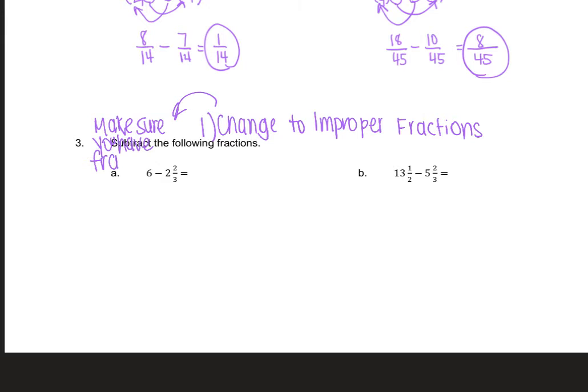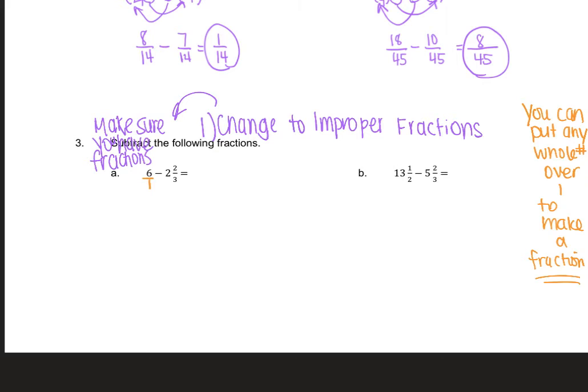What I mean by that is, if you look at that 6, anything can be made into a fraction by putting it over a 1. Okay, so you can put any whole number over 1 to make a fraction. All right, so we have 6 over 1 minus 8 over 3. So that's my step 1 of changing it to improper fractions.